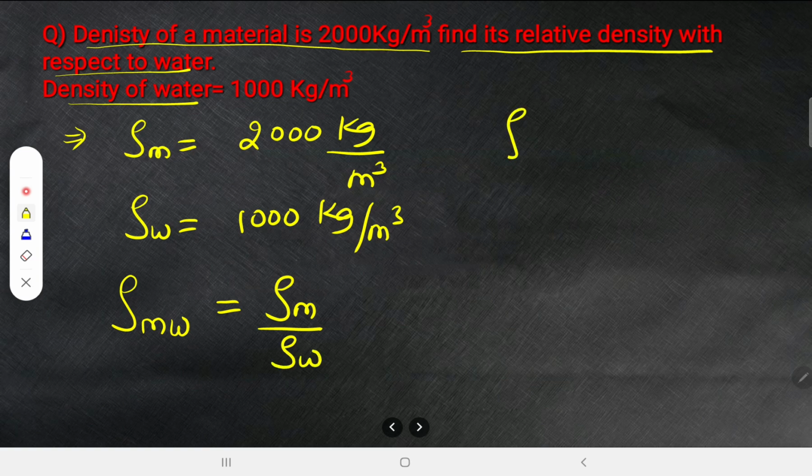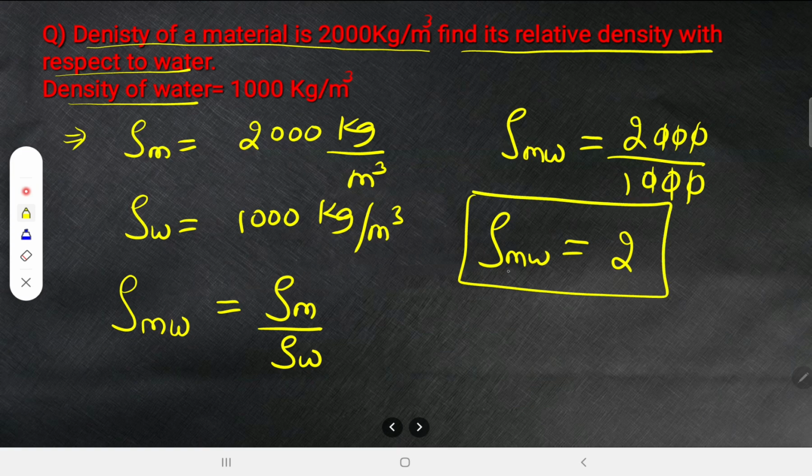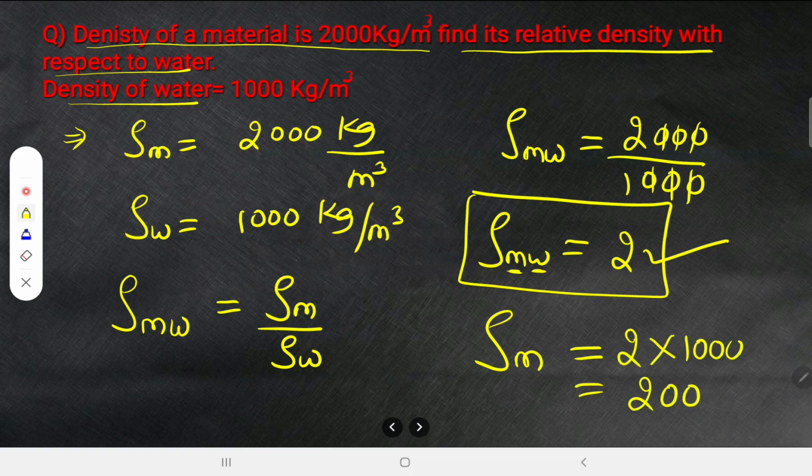Alright, so if you carry forward this calculation, it becomes rho mw. 2000 and 1000, so here 3 zeros and here 3 zeros will get cancelled and we get the answer rho mw. So what is the meaning of rho mw? Relative density of material m, or any material, with respect to water is 2. What will be its absolute density? 2 into 1000, so 2 into 1000 is 2000. Look at this, we got the same answer here.